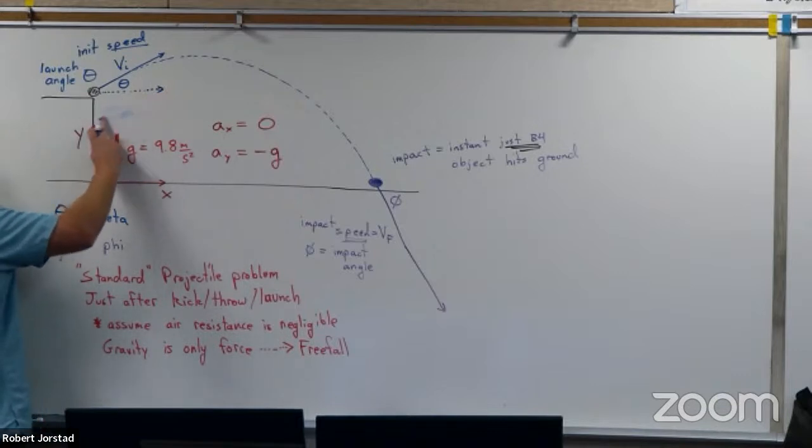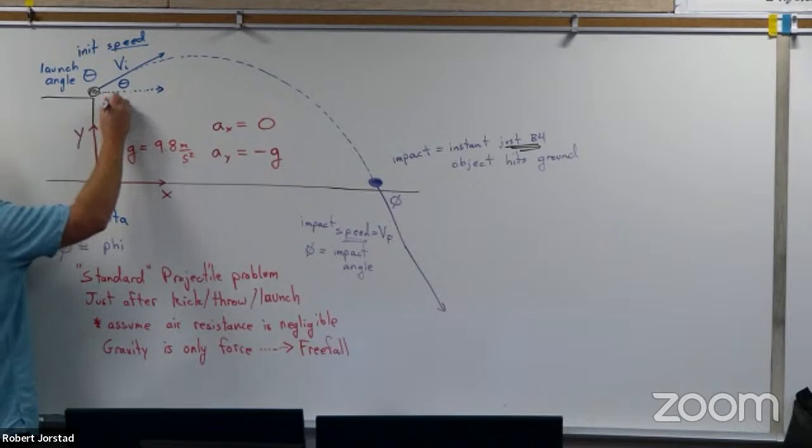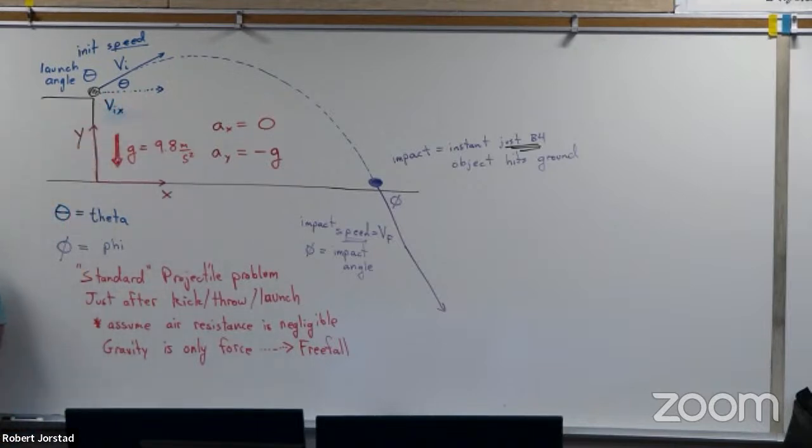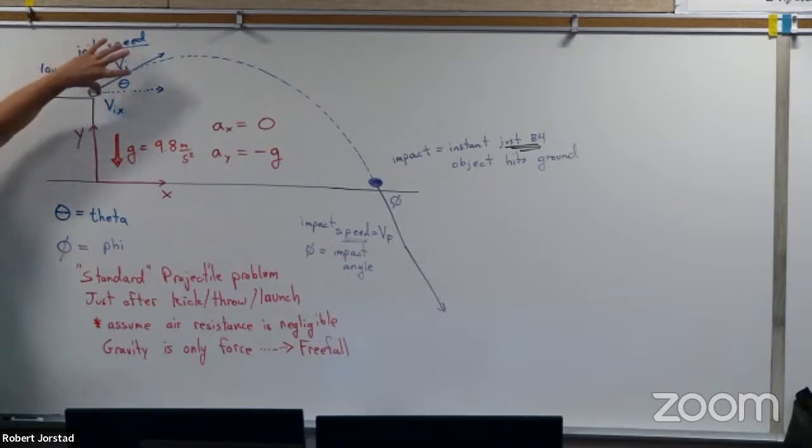There's a component pointing horizontally. I'm going to call that v initial x. I want you to really pay attention to the subscripts when I'm talking right now. Notice the initial speed is the magnitude of this vector. That's v initial with no other subscripts, right? This is not v initial x. It's not v initial y. It's v initial. This is the initial speed.